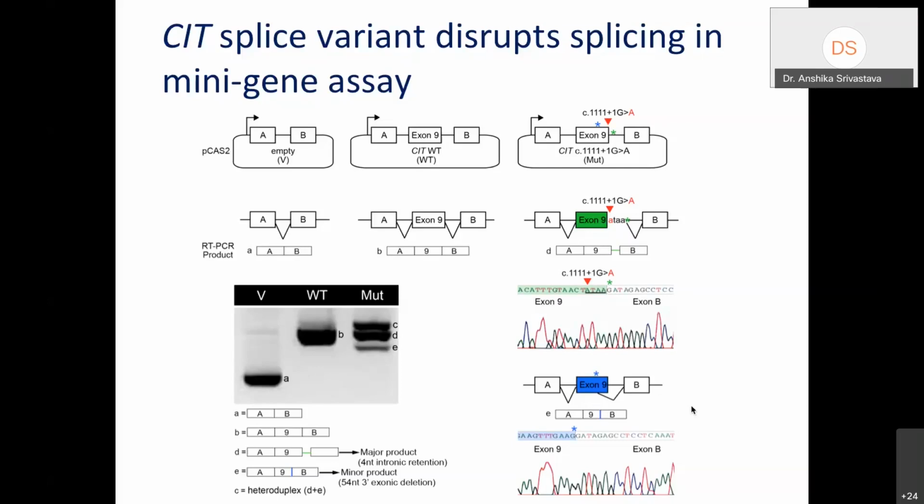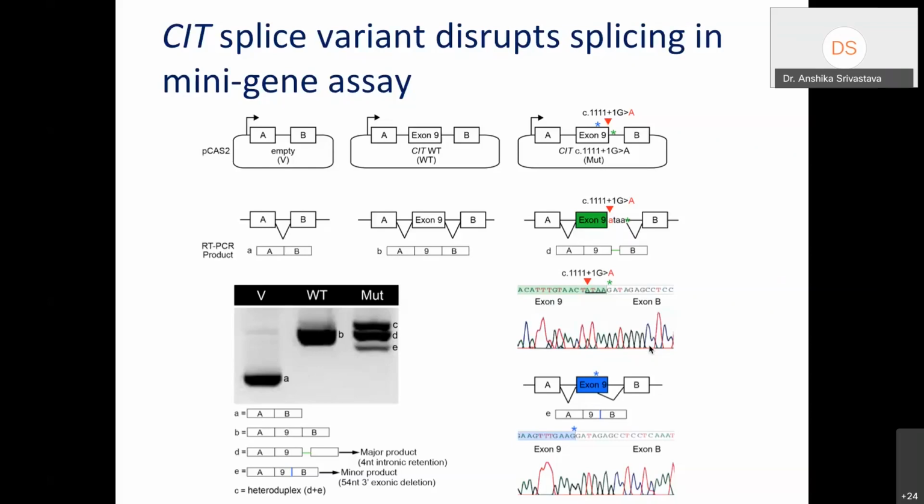Similarly, we amplified the region of interest from the individual that harbors the variation and cloned it into the pCAS2 vector. After that, we performed RT-PCR, and the products underwent sequencing. The utility of a minigene assay is that we want to know which was the major and minor product. If you have a splice variation, you will either have retention of the intron, or you may see deletion of the exon.